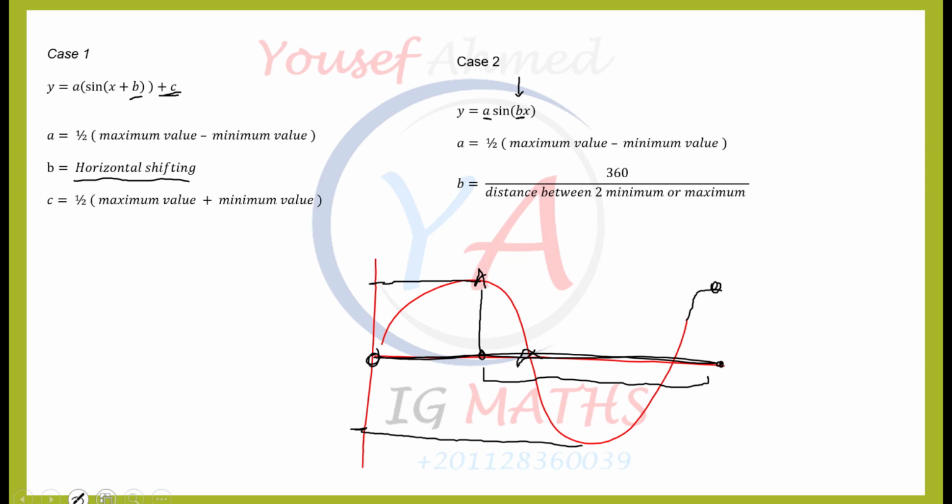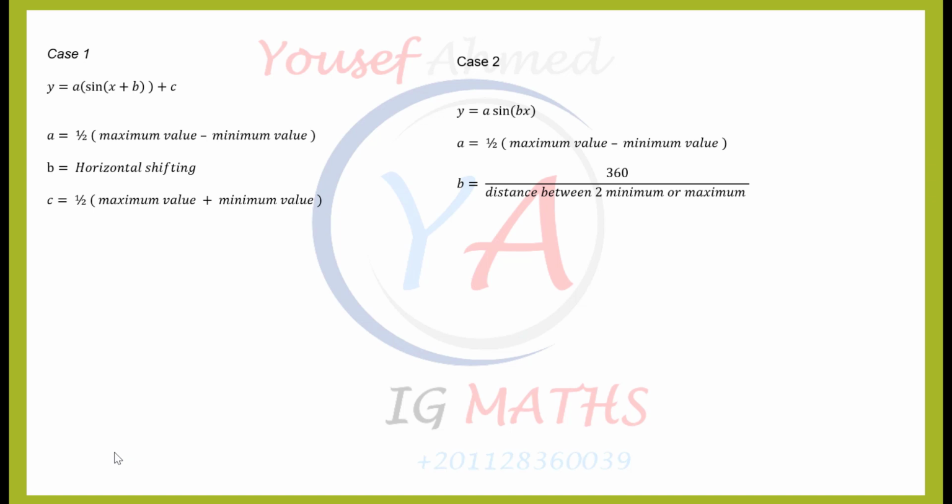So let's work on examples to show you how you work these out and how you solve them. But you now need to memorize how to calculate A. It's half times the maximum value minus the minimum value. C is half times the maximum value plus the minimum value, and C is always the vertical translation. A is always the amplitude, and the horizontal shift has no specific rule, but you can figure it out from the main curve and the curve which is drawn in the question. B has the rule, which is 360 divided by the distance between the x coordinates of two maximums or two minimums.